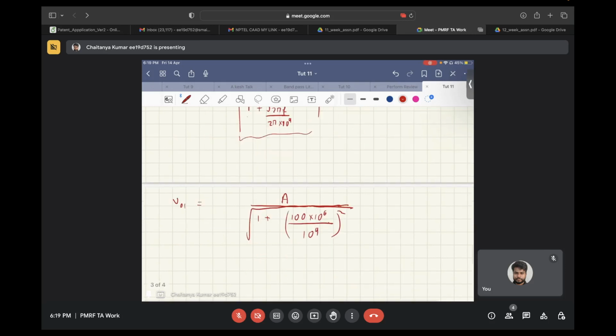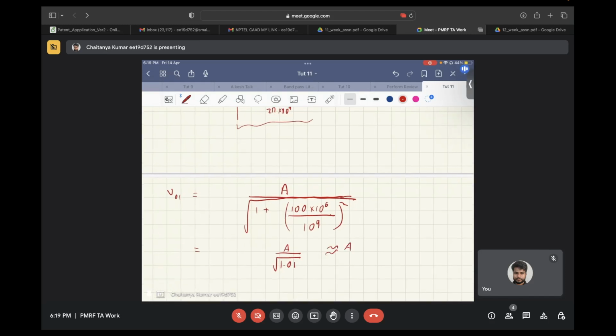Now 0.1 squared is 10 to the power minus 2, which is 0.01, right? Yes, sir. So 1 plus 0.01, square root of 1.01. What is its value? Can you calculate and tell? Just a minute, sir. 1 divided by square root of 1.01 is 1.0049, sir. Approximately equal to 1 only, sir. Okay, so this you get.